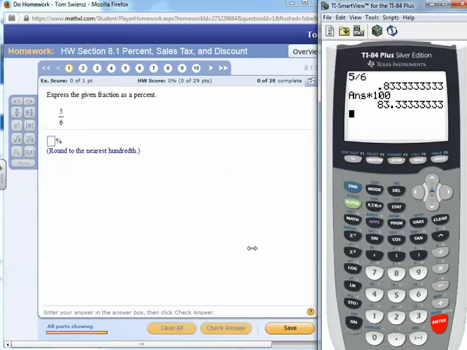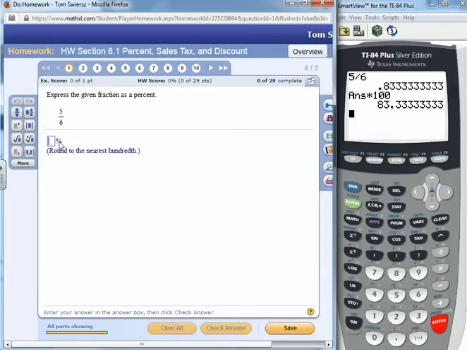There's not a percent key on the calculator. So to the nearest hundredth is 2 decimal places, so 83.333. The third decimal is a 3, so we would keep the second decimal as a 3, so it would be 83.33.